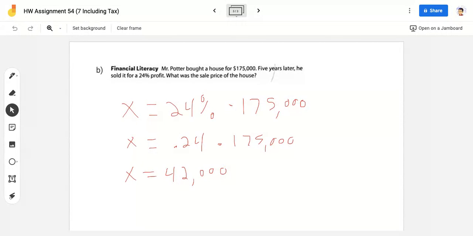So x is going to be equal to $42,000. That's how much money Mr. Potter made off of selling his house, which is a pretty nice deal. But let's figure out how much he sold the house for, and we figure that out by taking that $175,000 and adding it to $42,000. Just so I don't mess up my math, I'm going to go to my calculator, which is $217,000.